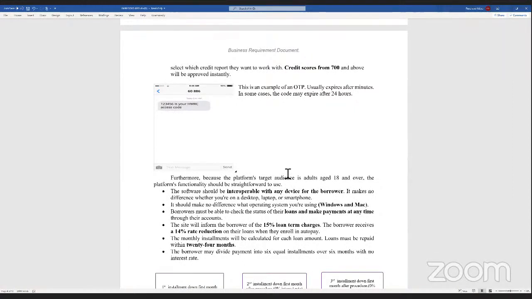The site will inform the borrower of their 15% loan term charges, that's their interest rate. And the borrower instantly receives a 14%, sorry, I meant to say 1% reduction on their loans once they're enrolled in AutoPay. So the 15 is going to drop to 1. That's what I meant. And the monthly installments will be calculated for each loan. The loan must be repaid within 24 months.